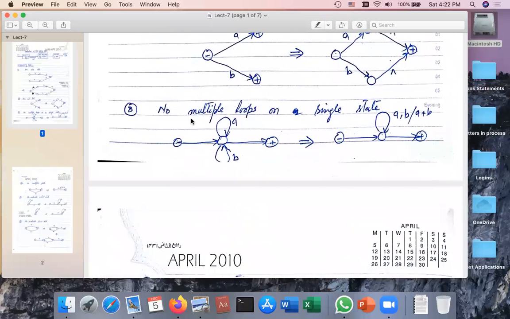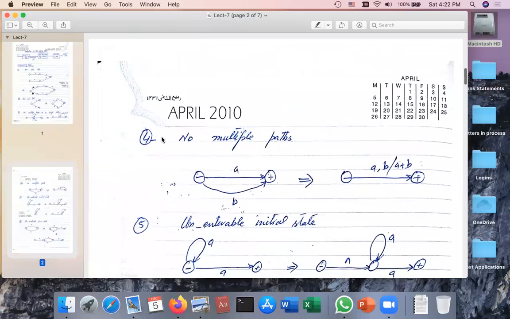Rule number three is no multiple loops on a single state. For example, here on the left hand side, you can see the initial state, the final state, and this is the state on which we have multiple loops. One loop for A and one loop for B. So you have to convert these multiple loops into a single loop like this one. We can represent it as A comma B or A plus B, which means either A or B can go through this loop. So this is the mechanism through which you can remove multiple loops.